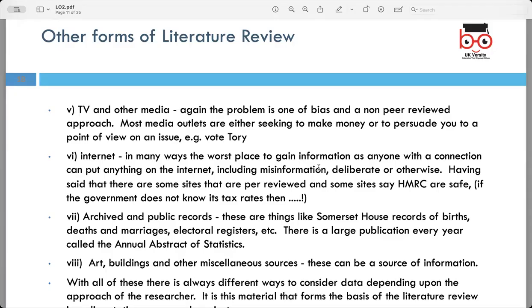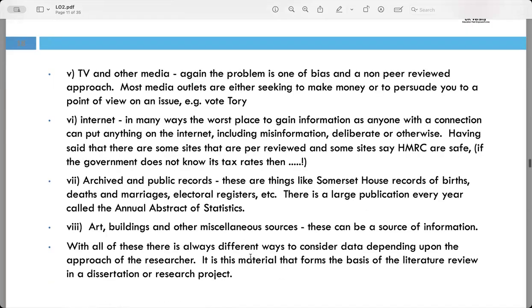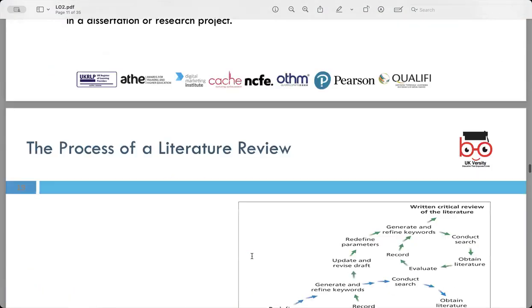Public records and archives: these include things like birth or marriage records, electoral rolls, and large statistical reports. These are often reliable. Art, buildings, and other unusual sources can be interesting for creative or cultural topics. Whatever source you choose, remember that your job as a researcher is to assess its value and reliability.